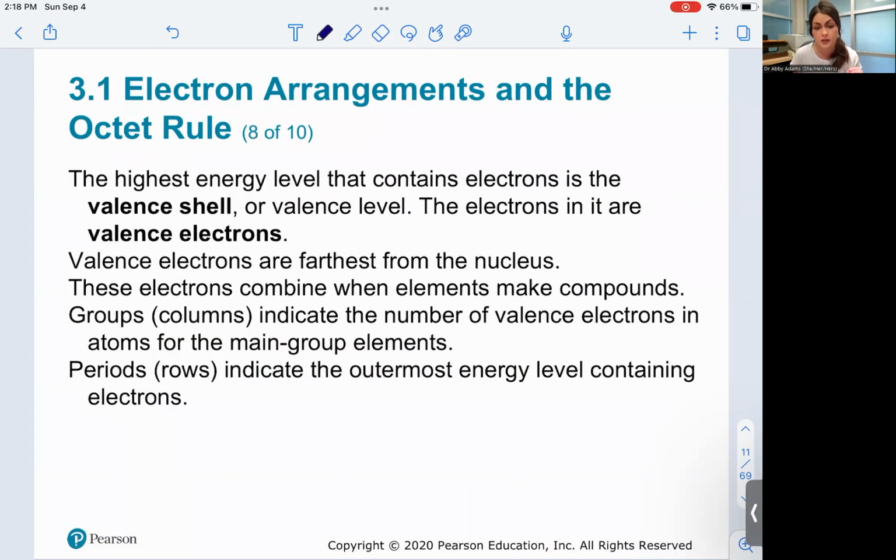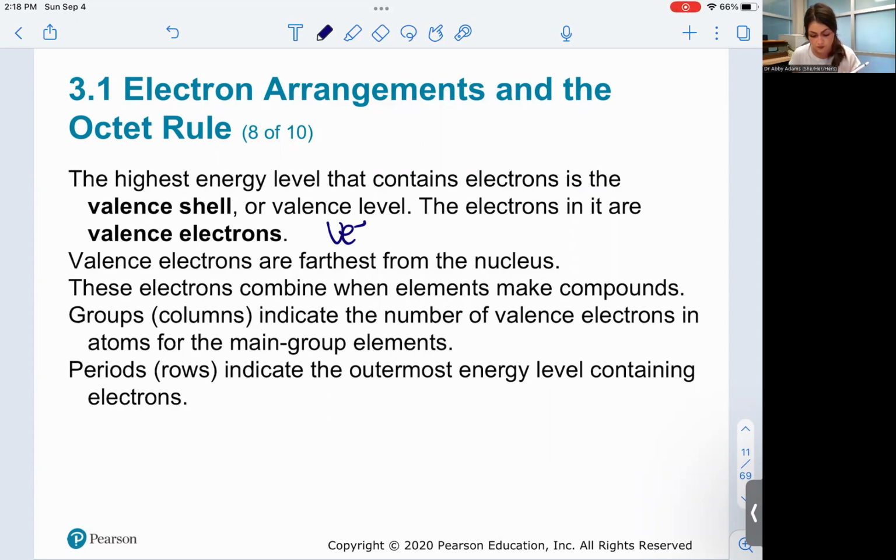The highest energy level that contains electrons, we're going to call the valence shell. That's why I just wrote VE. It's the way I'm going to abbreviate valence electrons. The electrons in that valence shell are valence electrons, the electrons in the highest energy level. Repeat yourself so that you can remember these definitions, because they're probably going to be on your exam.